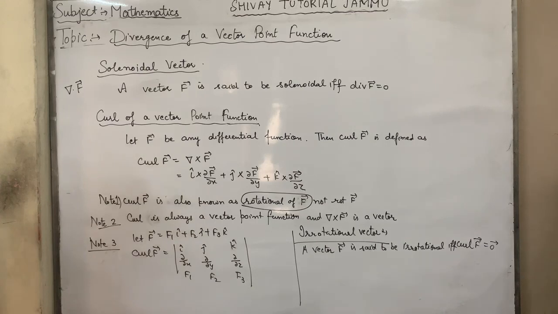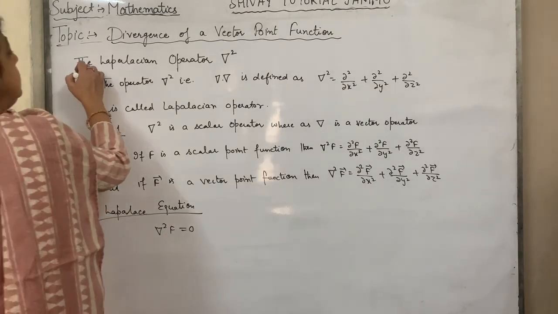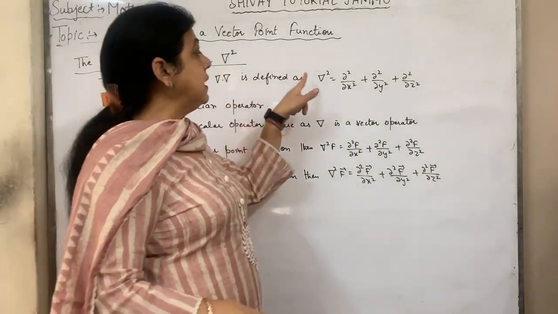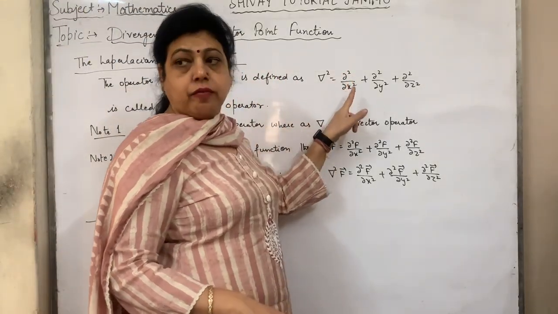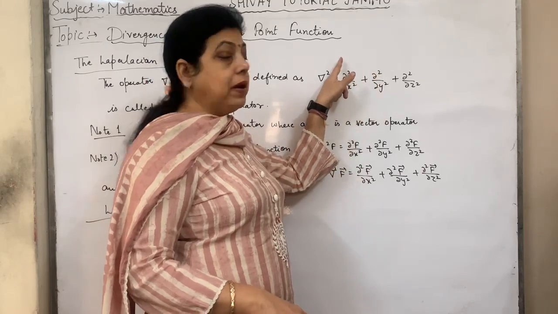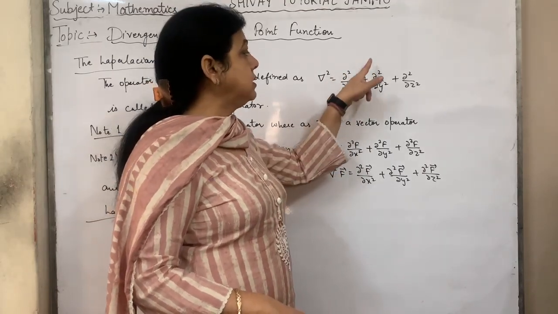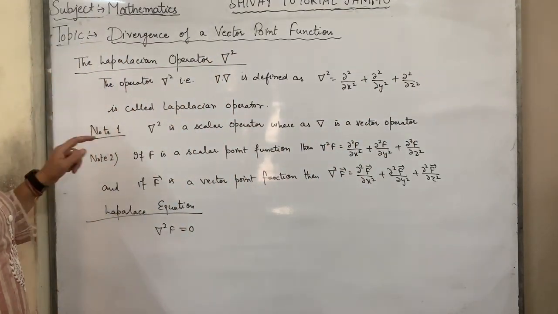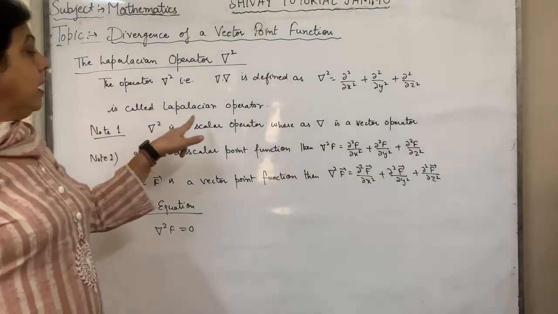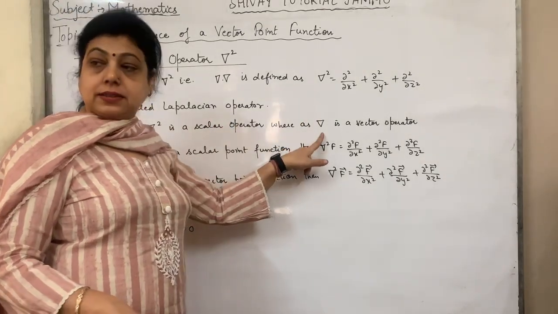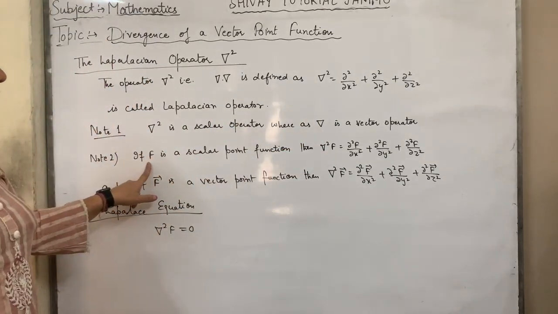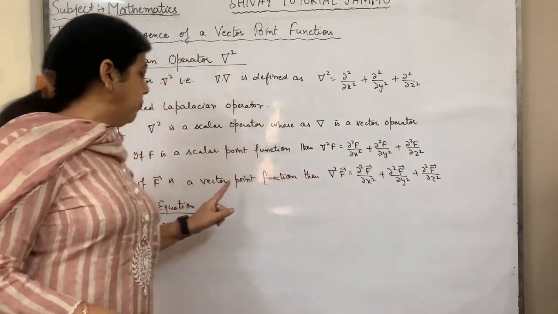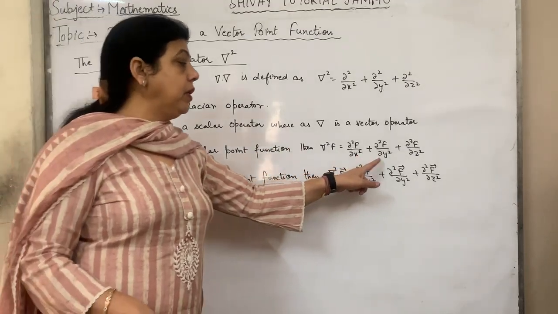Okay? Clear? Next is, what is the Laplacian operator del square? Del square means del dot del, and it is defined as curly square by curly x square, double partial differentiation, firstly with x, then with y, and then with z. Okay, it's called the Laplacian operator. Del square is a scalar operator and del is a vector operator. If f is a scalar point function, then del square f is scalar, and if f is a vector point function, then it will be a vector.